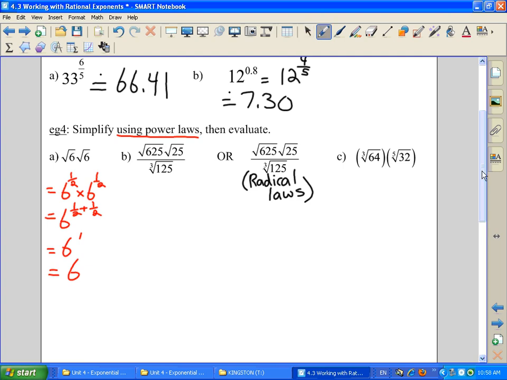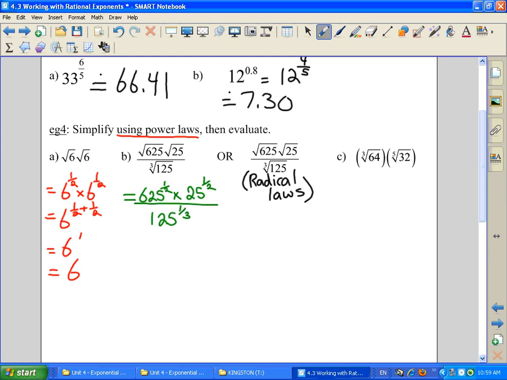Okay, second example, getting a little harder now. Okay, so again, we've got the square root of 625. That means 625 to the 1/2. Okay, times 25 to the 1/2, all divided by 125 to the 1/3.